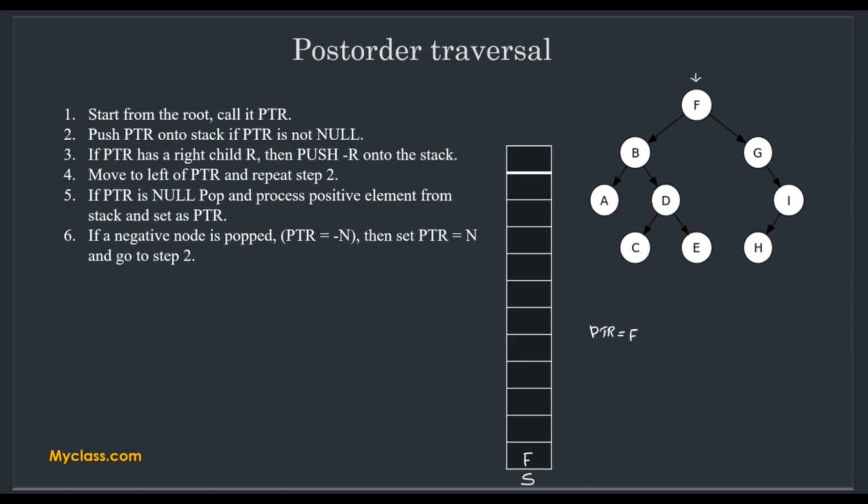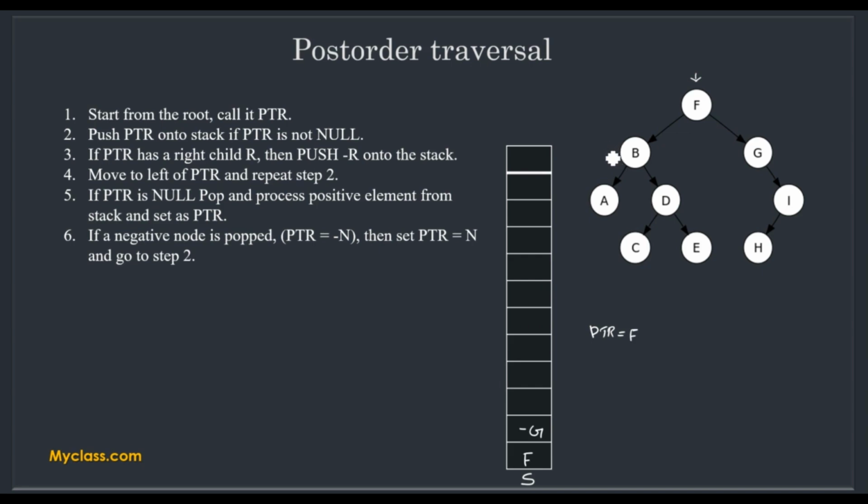If PTR is not null, and if PTR has a right child R, then push minus R onto the stack. So when we are pushing F, we want to consider the right child first. If it is a right child, then we are pushing minus G into the stack, not G, minus G. Then move to the left of PTR. Then we go to the left of PTR and repeat step 2.